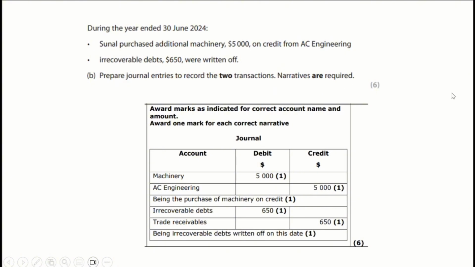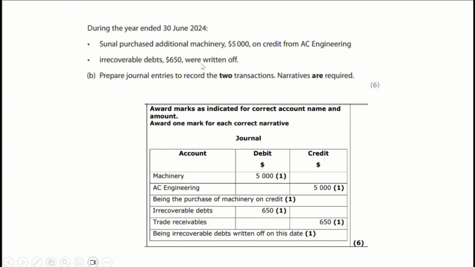Narratives are required. As you can see here, machinery is purchased on credit from AC Engineering. Machinery comes in, therefore machinery debit. You bought it from AC Engineering, therefore AC Engineering credit. And the narration is the summary of the transaction, being the purchase of machinery on credit.